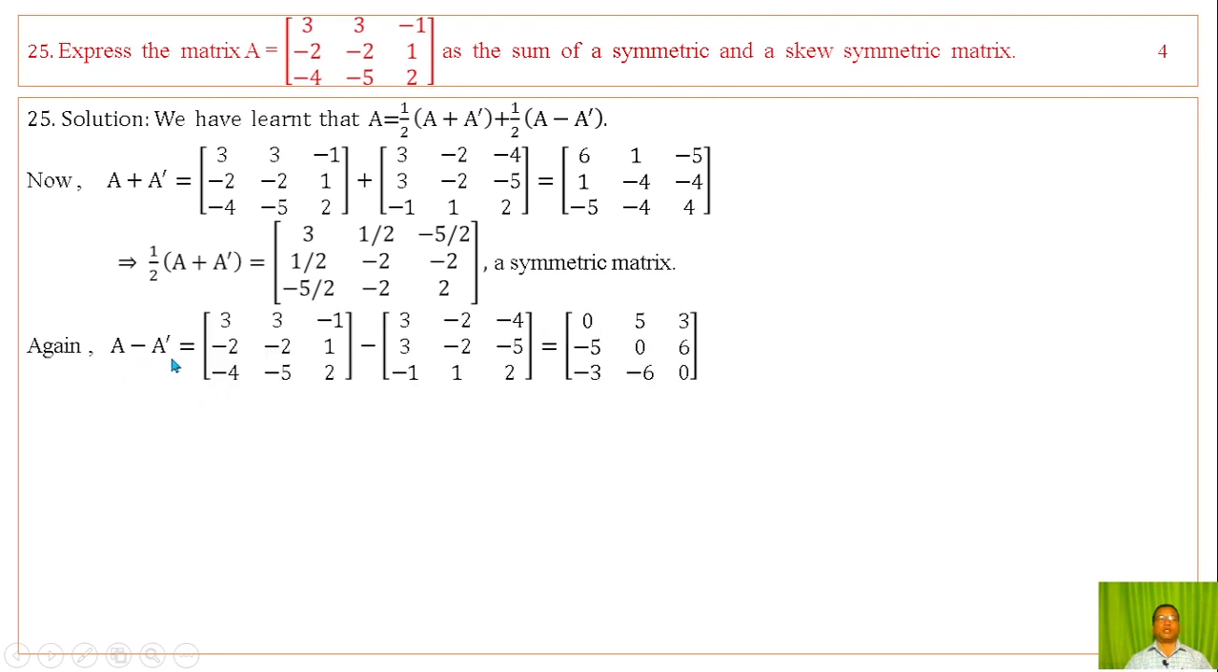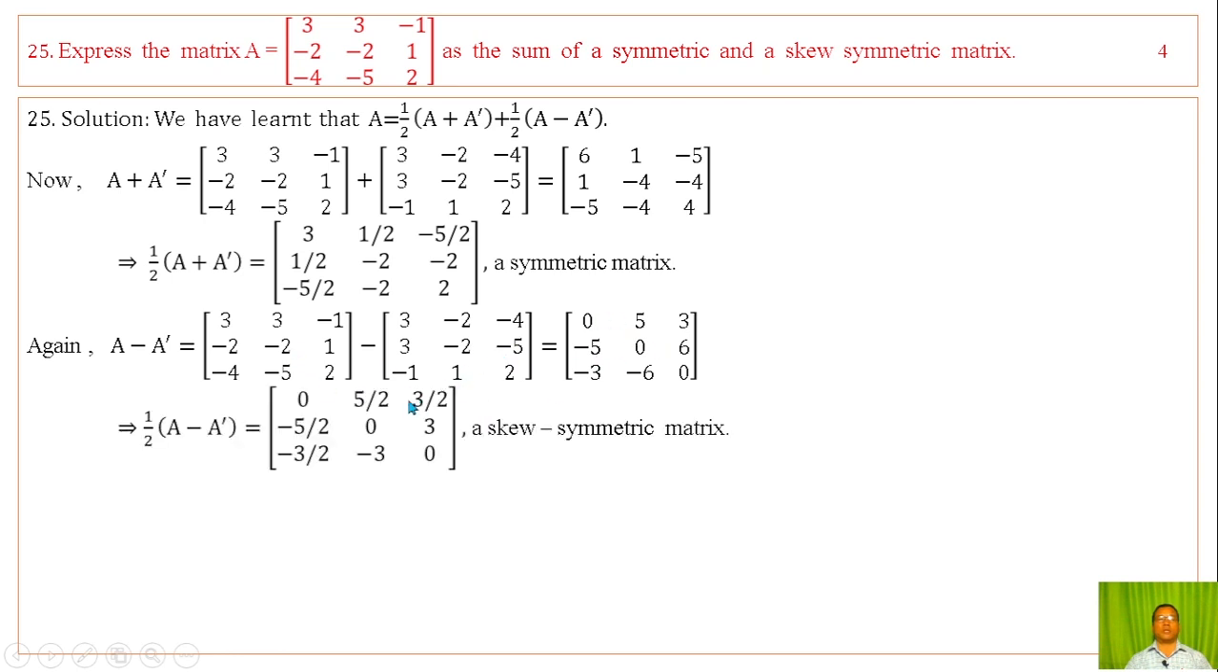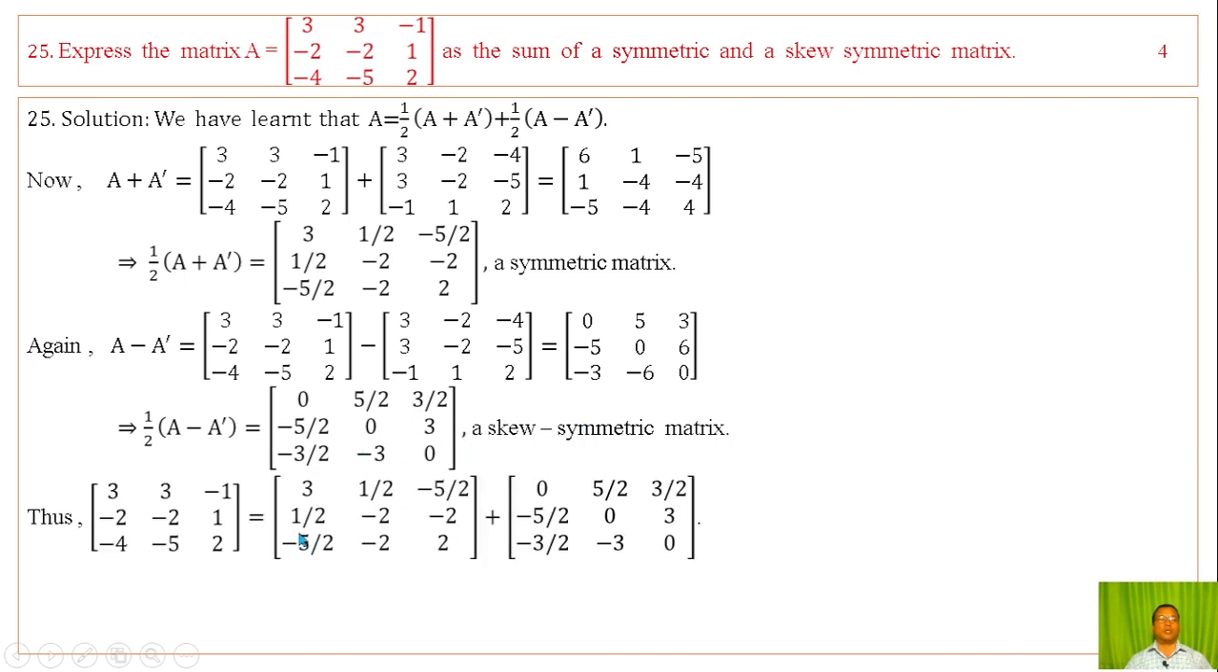Again A minus A transpose is this whose transpose is this, and subtracting we have this. Taking half of both sides, dividing by 2 we have this, which is skew-symmetric. Diagonal elements are 0 and the non-diagonal elements are additive inverses, so it is skew-symmetric. Thus given matrix is the sum of a symmetric matrix and a skew-symmetric matrix, hence proved.